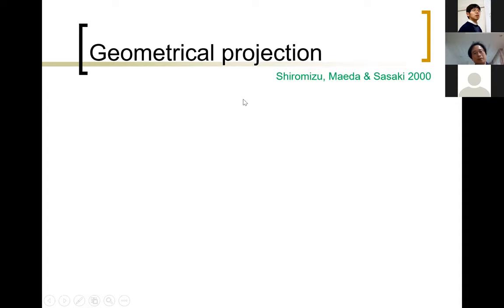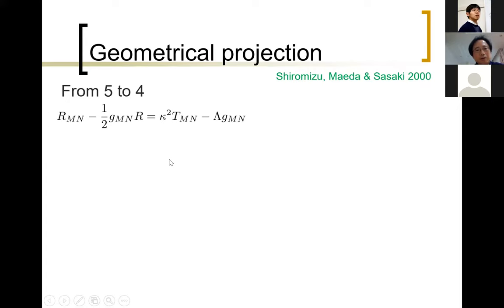We are also interested in black holes and cosmology. So the perturbation is not enough. To discuss the full nonlinear system, it's nice to have another formulation. One of them is the geometrical projection proposed by us. We just consider a geometrical projection from five dimensions to four dimensions. For simplicity, we consider the five-dimensional Einstein equation. R stands for the curvature, and T_MN is the energy-momentum tensor.